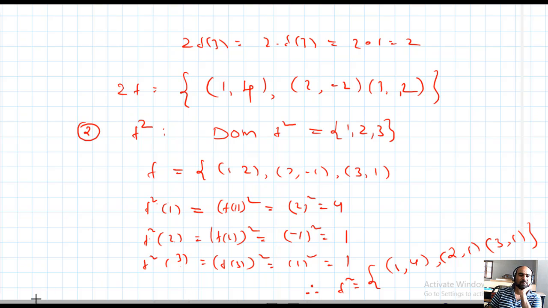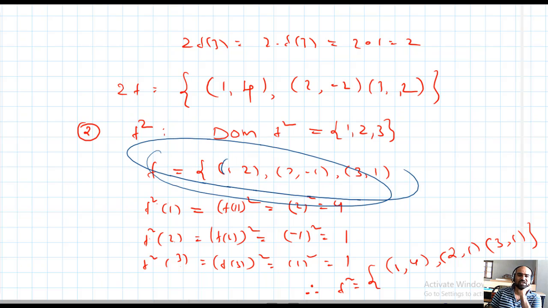This is f square. But I already clearly explained, directly also you can find f square. The domain is same, no change in domain. Squaring of this 4, squaring of this 1, squaring this 1. So 1 comma 4, 2 comma 1, 3 comma 1. That only. Okay.